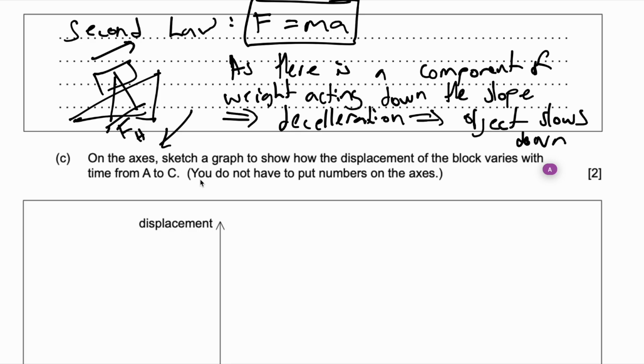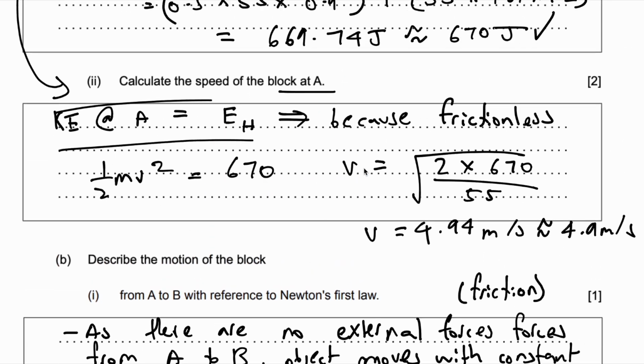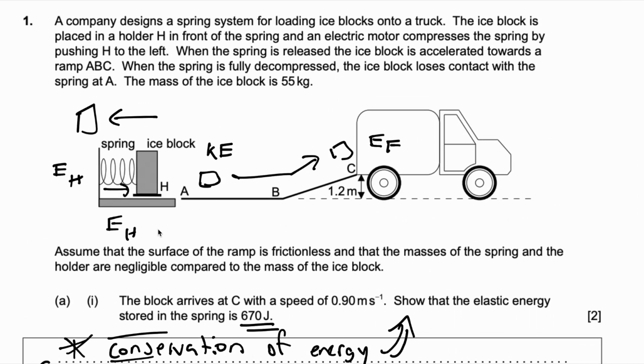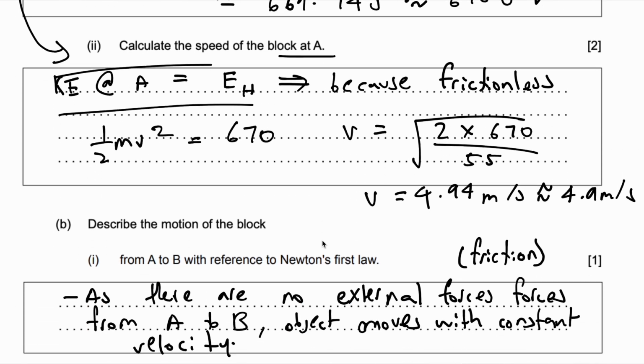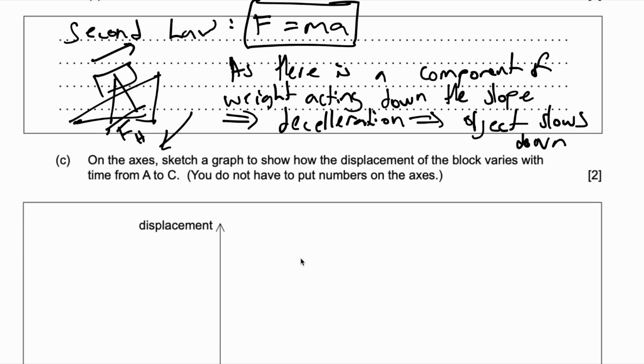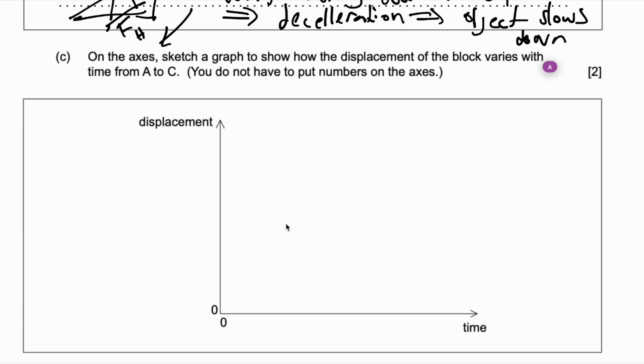Okay, on the axis, sketch a graph to show how the displacement of the block varies from A to C. We know that from A to B there is no friction, so no loss in energy. If there's no loss in energy, there is no acceleration, and if there's no acceleration, it's a constant velocity. So the velocity will look like so. The displacement with time will look like so.